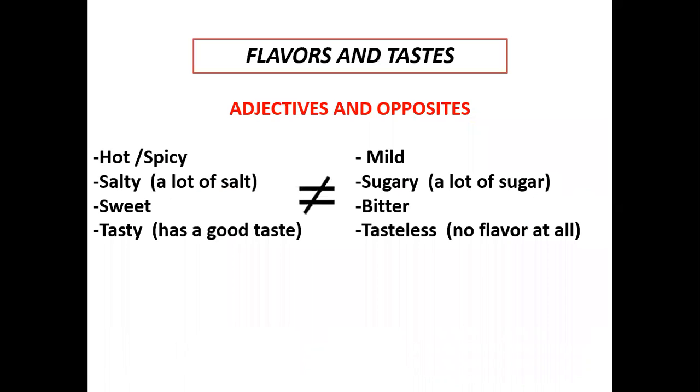Okay. We have also got flavors and taste. There are some adjectives and opposites. Hot and spicy, the opposite of it is mild. Salty, the opposite is sugary. Sweet, the opposite of it is bitter. And tasty, we say tasteless if something is not tasty.